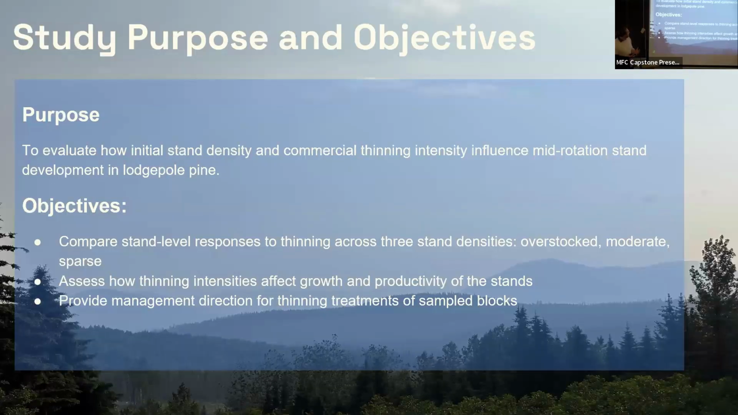So given that, my study purpose is to evaluate how initial stand densities and commercial thinning intensities influence mid-rotation stand development in lodgepole pine. Essentially, I want to take a range of different densities. So 3 densities: an overstocked, a moderate, and a sparsely stocked. And I want to test different thinning intensities on these stands. And this will provide management direction for these sampled blocks in terms of thinning and what they should do.